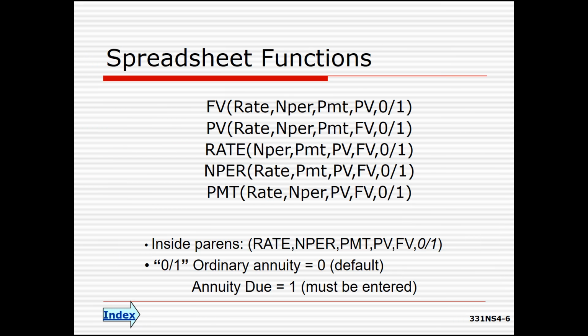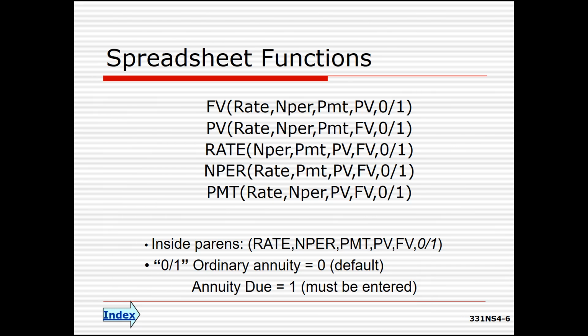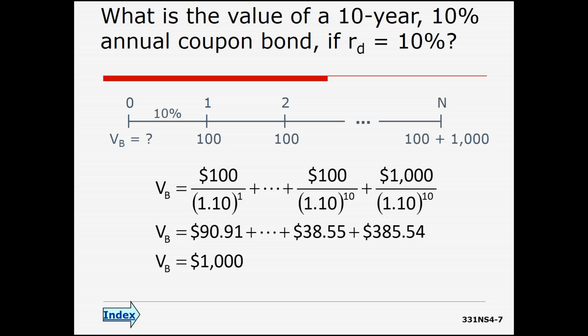In Excel, we can use the same TVM functions we covered in the TVM review. Note that the type is always 0 for a bond. They are ordinary annuities. Let's look at a simple example. What's the value of a 10-year bond with a 10% annual coupon rate paying interest annually when the required return is 10%? Note that when the coupon rate equals the yield to maturity, the bond sells for its par value. This is always true at any time during the life of a bond.